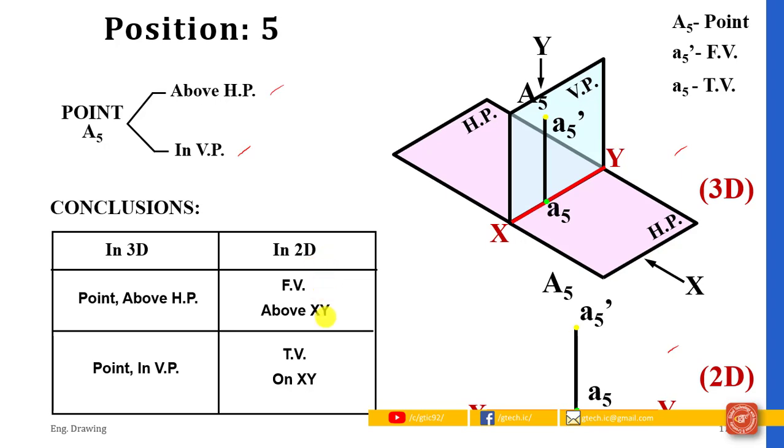In 2D you can see the front view is created above the XY line and the top view is basically created on the XY line, that is shown here, A5. So in this case it has the height from the HP but it is placed on the VP plane.